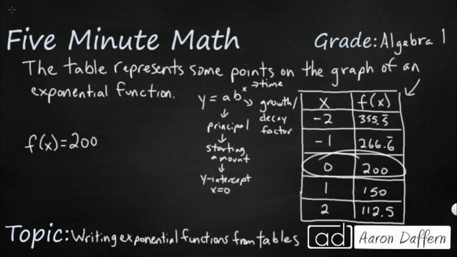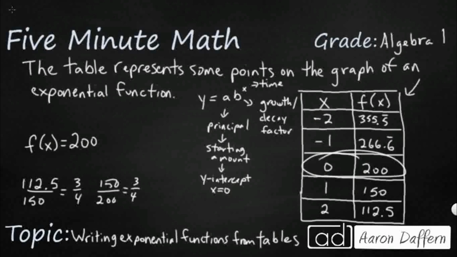How do we find that? Okay, so what we do is we take each of these y values and divide it by the previous one. So watch this. I'll start with my 112.5, divide that by the previous value, and I get 3/4. What happens if we do 150 by 200? Well, guess what? It's a function, it's constant. It's going to be 3/4 as well.